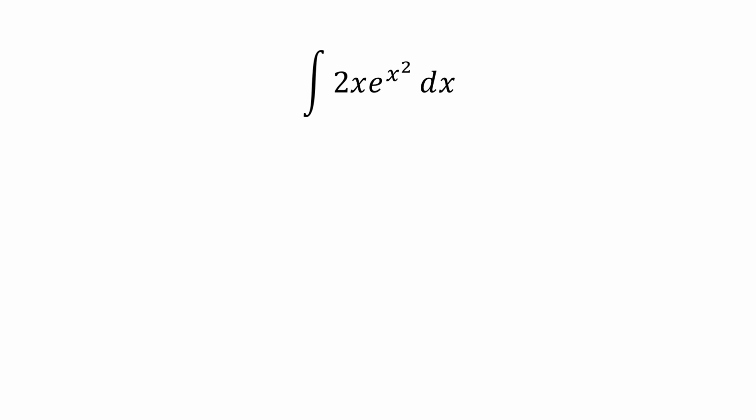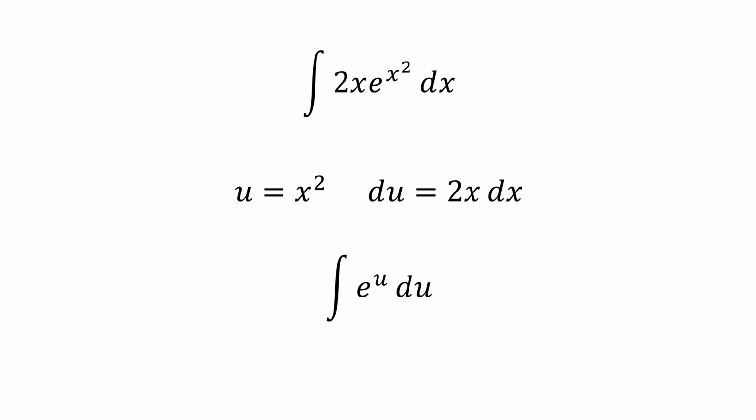To begin, we let u equals x squared. The differential is then du equals 2x dx. Plugging the substitution and the differential into our integral then gives the integral of e to the u du.